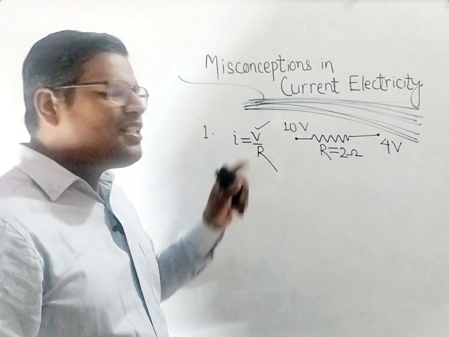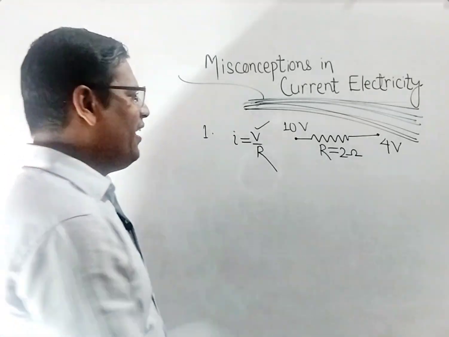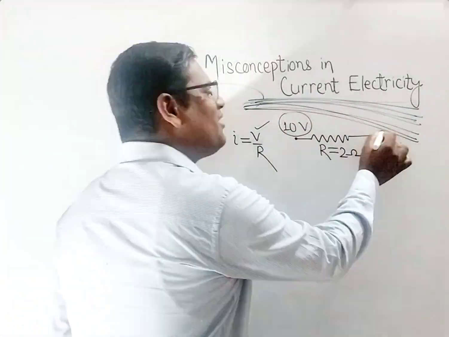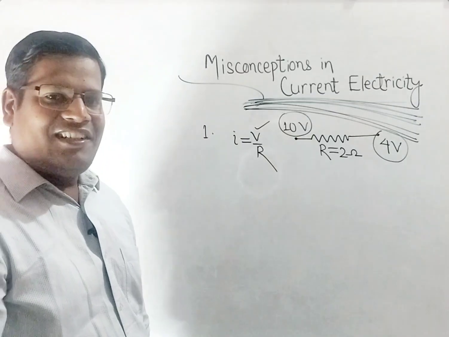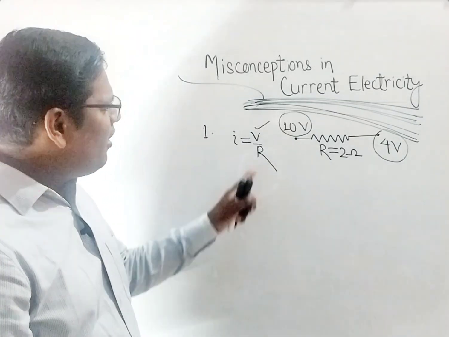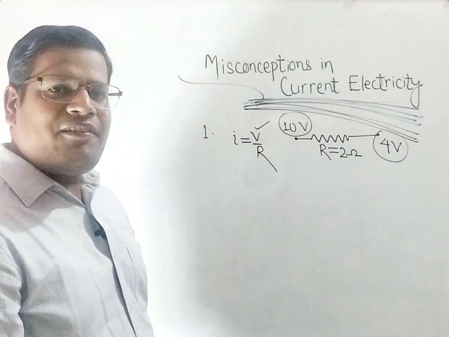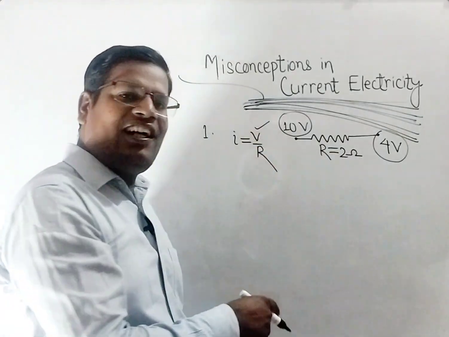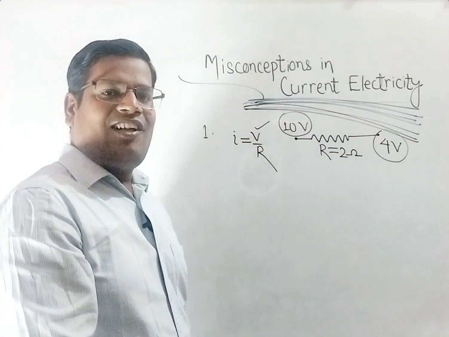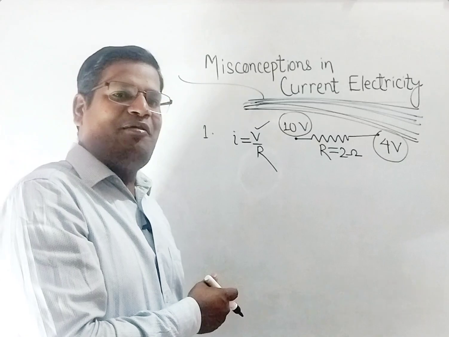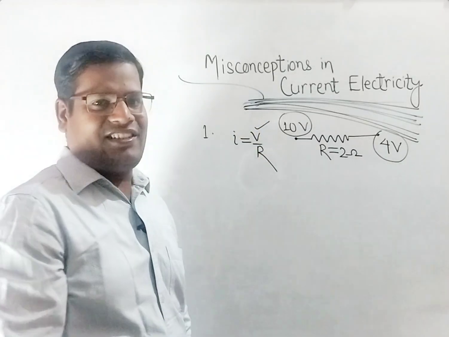If you are thinking of this V as potential, then is it 10 volt or is it 4 volt? Some students think, if this were potential difference, then delta V would have been written here, but delta V is not written here. Here it is written V. No, it's written as V, but the meaning is that this is potential difference.